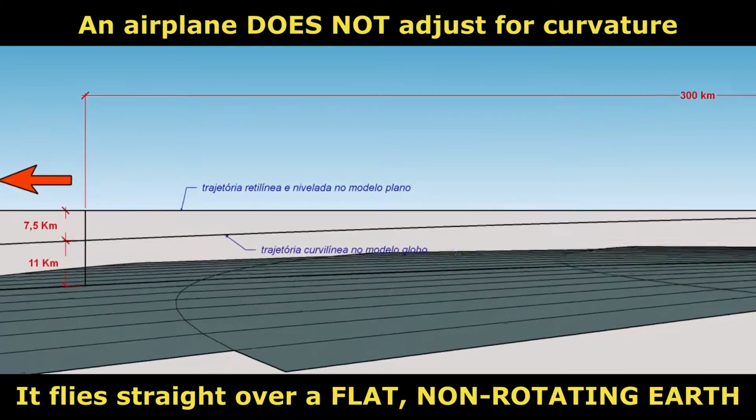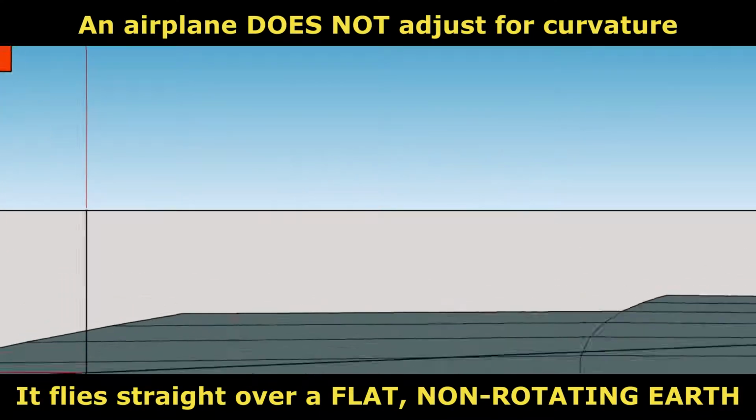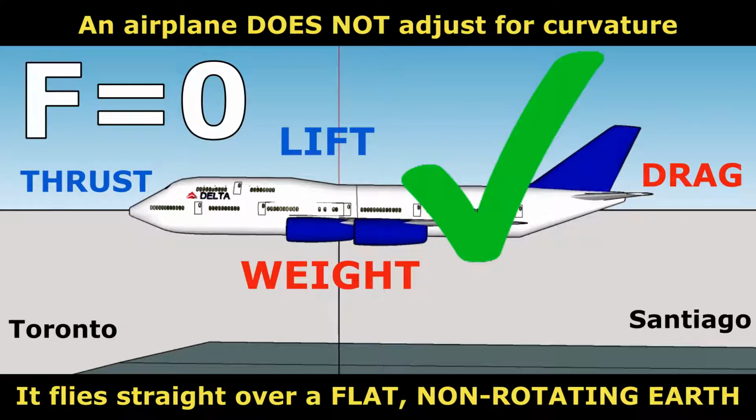Now this is what we observe on the flat earth map and on the flat earth, and that's what is really happening. The airplane is flying level and straight. Lift and thrust is balanced with weight and drag. This way the airplane flies straight and level for thousands of miles.